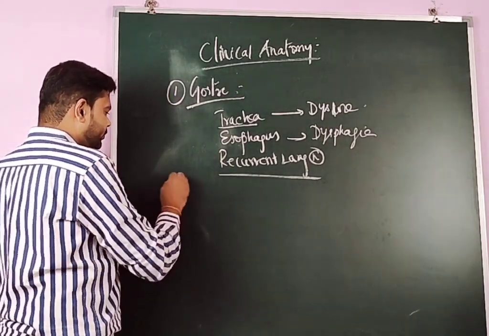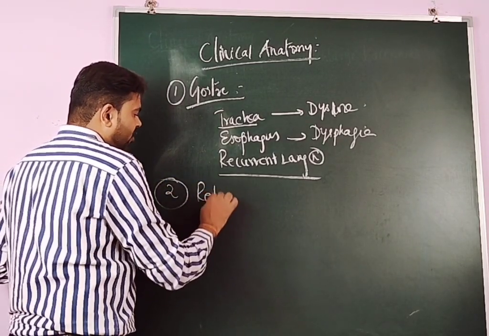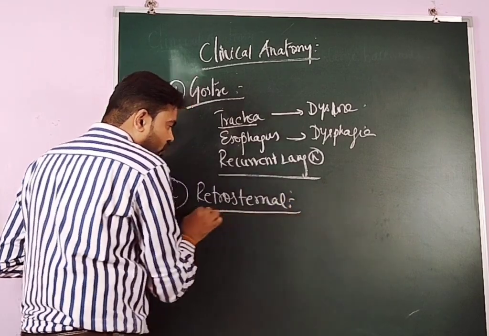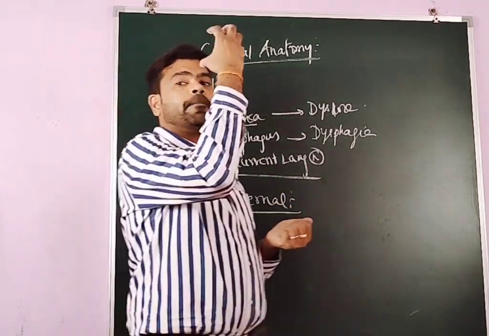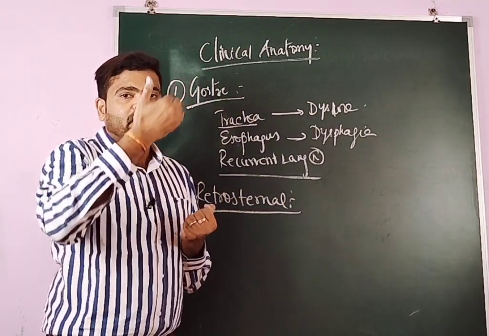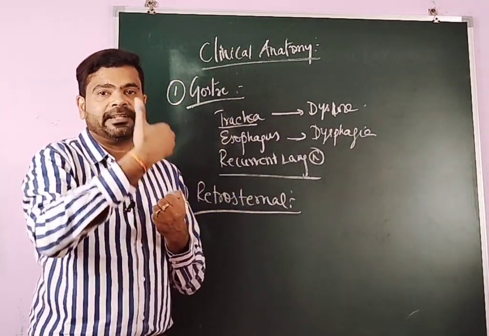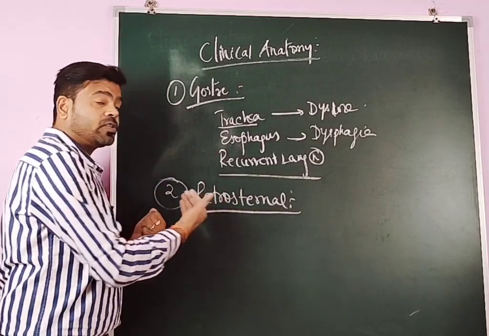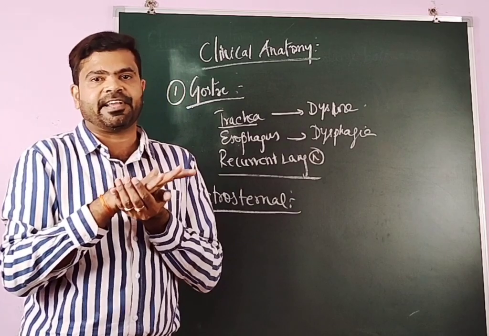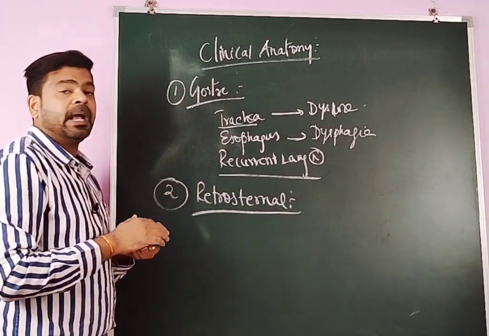Next, retrosternal goiter. Sometimes this thyroid enlargement will not extend upwards because of the attachment of the sternothyroid muscles. So it will descend downwards. It lies behind the sternum, that is called retrosternal goiter. This is very important, because it will compress the trachea and lead to difficulty in breathing.